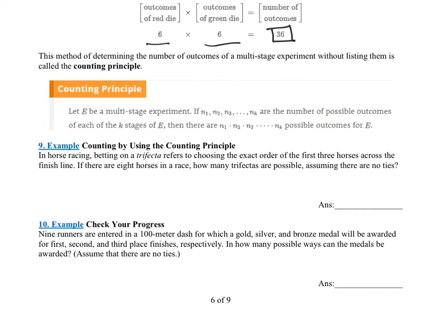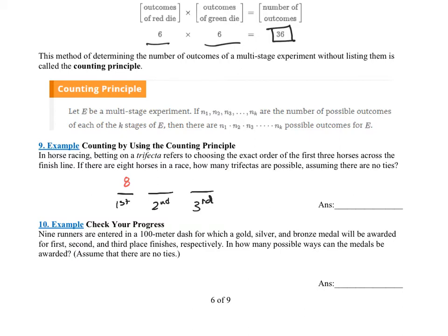So let's look at example 9 together. It says, in horse racing, betting on a trifecta refers to choosing the exact order of the first 3 horses across the finish line. If there are 8 horses in a race, how many trifectas are possible, assuming there are no ties? So again, a trifecta, we are picking the first 3 places. We have first place, second place, and third place that we have to fill in. When we pick our first place, how many options do we have? Well, since there are 8 horses, any of 8 can come in first place.